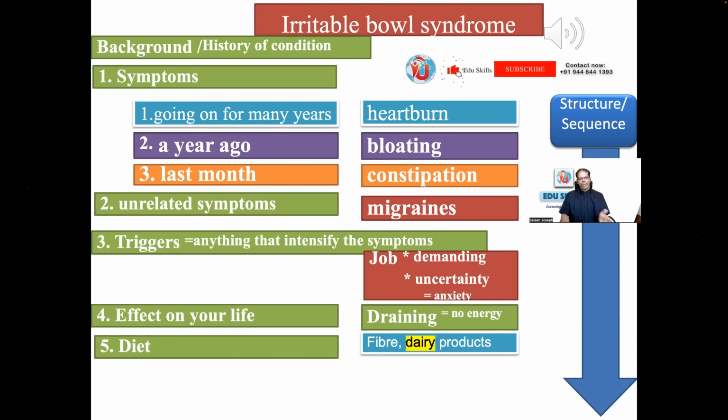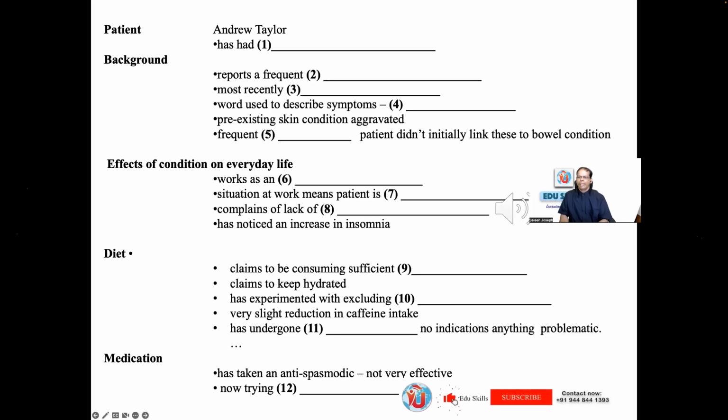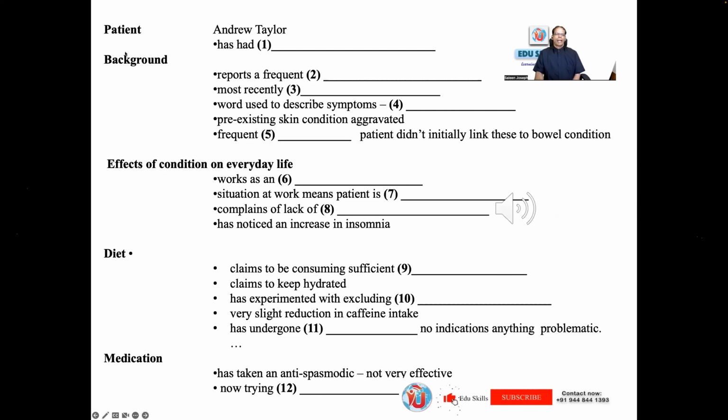So fiber, dairy products, may not be both answers, but those are the things you have to focus on. Medication, antidepressants. So we are going to listen once again with that background. Okay, sequence and side heading: background, effects of condition on everyday life, diet, medication. So listen carefully now and write down, and also look into those things.